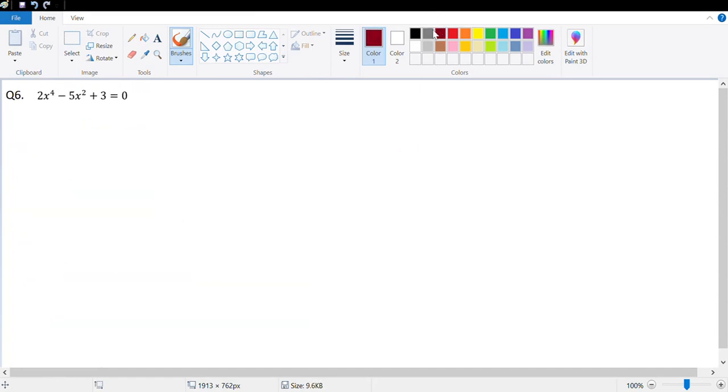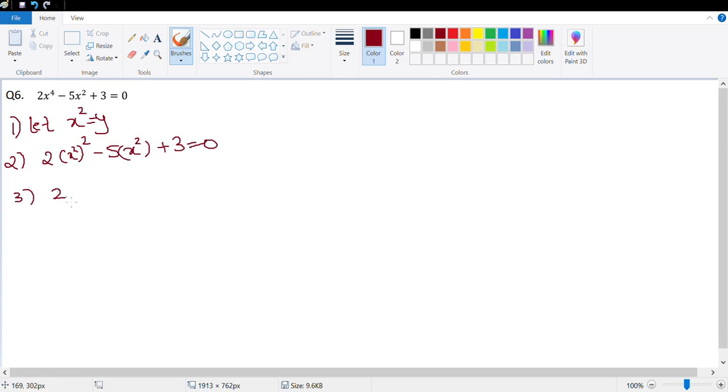The next one is question number 6. Now this is the kind of a question which is not a quadratic equation yet, but we need to convert it into a quadratic. So number 1, let x squared is equal to y. That gives us 2 times x squared the whole square minus 5x squared plus 3 is equal to 0. This means 2y squared minus 5y plus 3 is equal to 0.